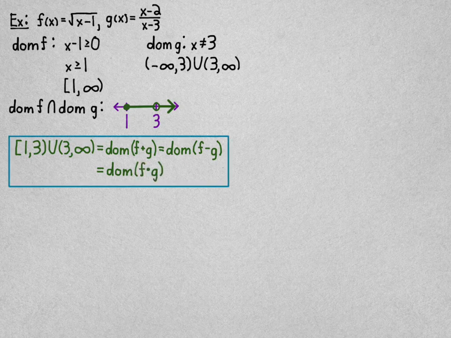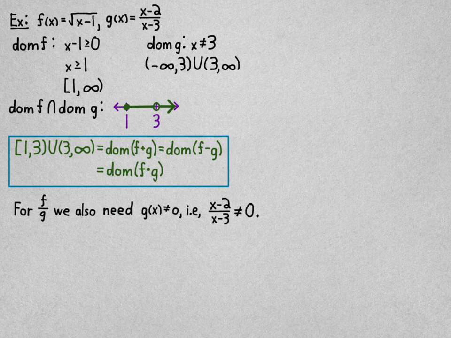Okay, and now all we have to worry about is f divided by g. So for f divided by g, we also need g of x not equal to 0. That is (x minus 2) over (x minus 3) not equal to 0. And a fraction is 0 only when the numerator is 0. So that means x minus 2 is not equal to 0, which means x is not equal to 2. So we have to omit the point x equals 2 from our solution set. And we do it the same way we did with the 3. Just put an open dot at 2 in our graph.